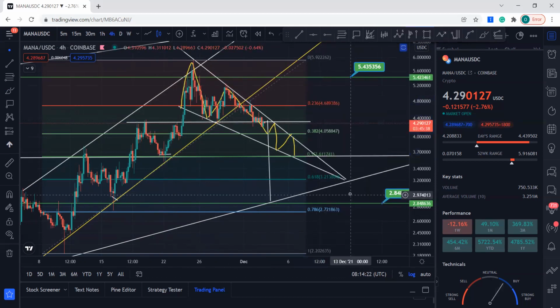Okay guys, this was a quick Mana overview, because I like to keep in mind that both scenarios are possible in trading. Hopefully this video brought you some information and knowledge.